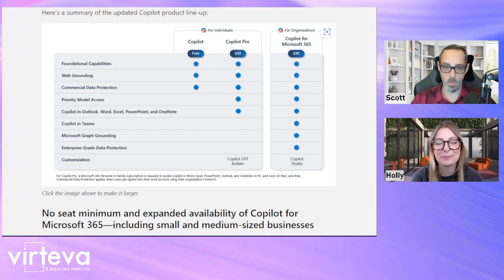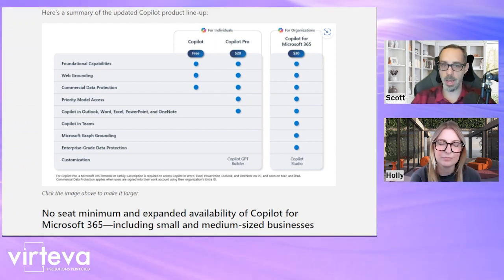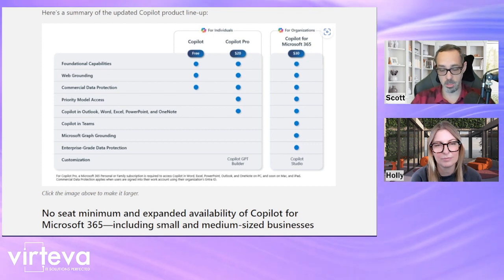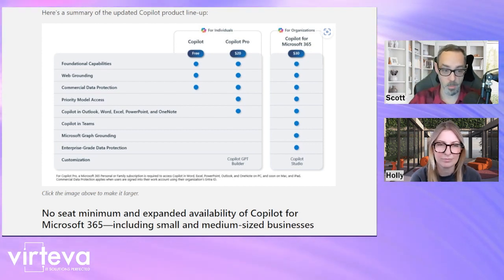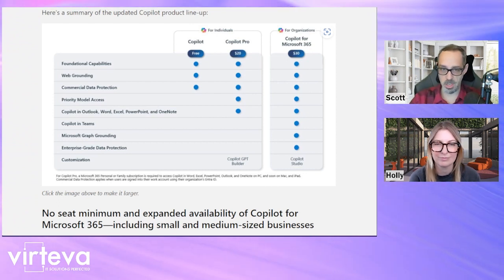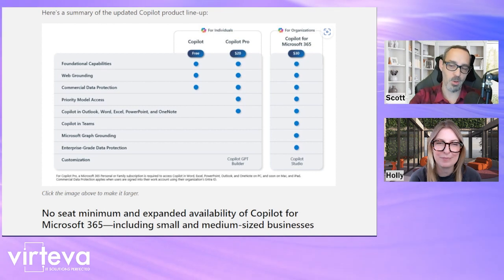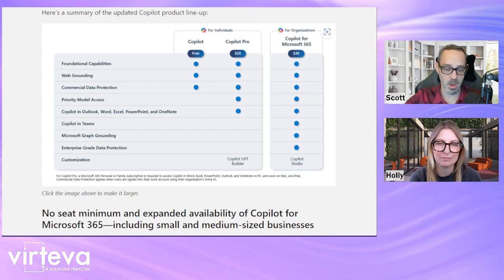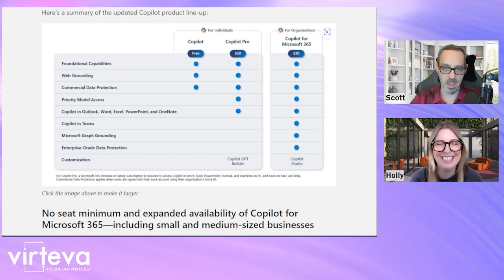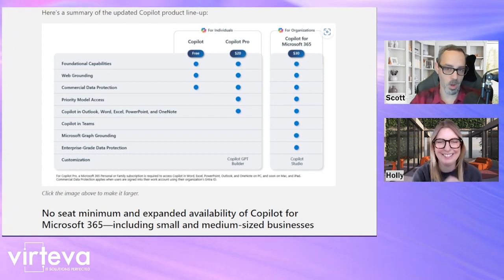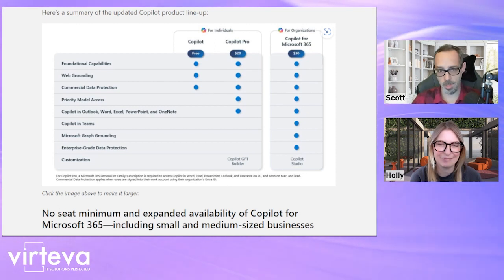Now, if you go with the prosumer model, which is Copilot Pro, $20 a month, you get access to commercial data protection, which I don't know what kind of commercial data protection you're getting with your free account, but you're getting some level of additional security tossed on it. You're getting priority model access, which is one of those line items that I feel like they put in just to make the chart a little bit more deep. And then you get Copilot in Outlook, Word, Excel, PowerPoint, and OneNote. You do not get it in Teams, so remember that.